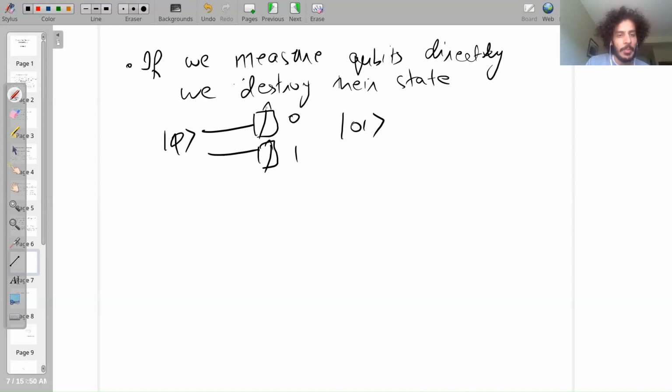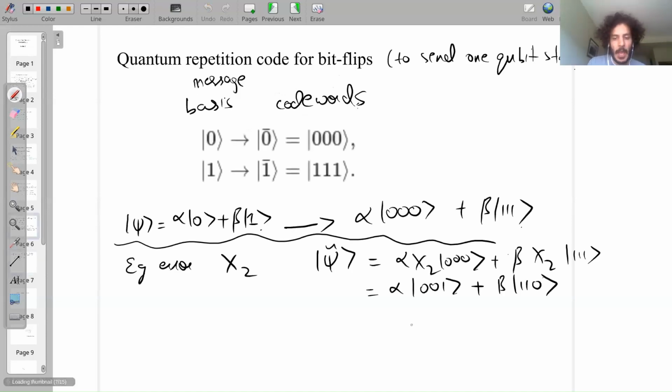So we don't want to directly measure our qubits in this scenario. If you measure these qubits directly, either you will get 001 or you will get 110. And sure, you can possibly infer some information from that about where the error was. If you get 001, you can use the classical idea and say the third bit was different from the first two, which means that's most likely where the error has occurred. But now you have destroyed your state.